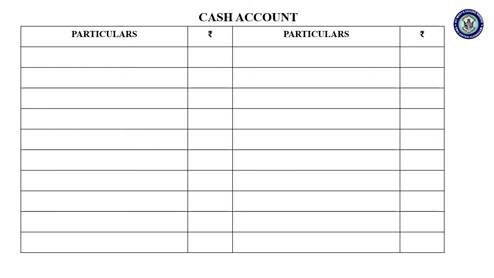Okay, we'll start. Always start with the opening balance. Cash is an asset, so the opening balance will be a debit balance. So write: to balance brought down 24,000.